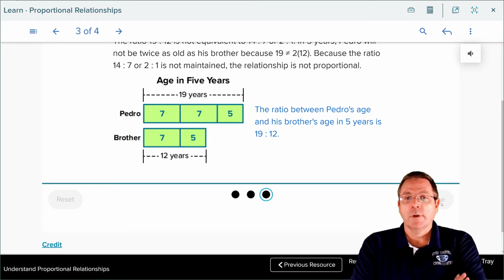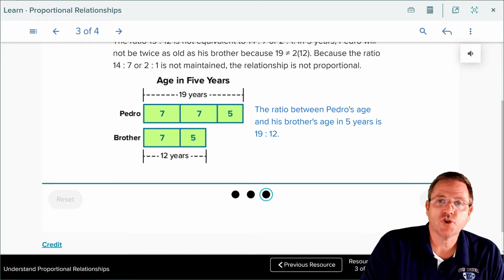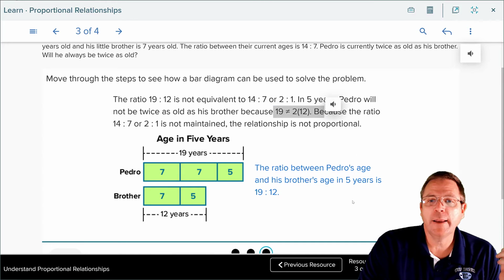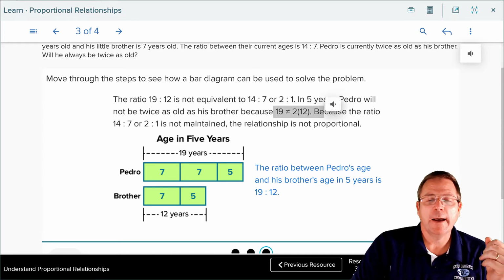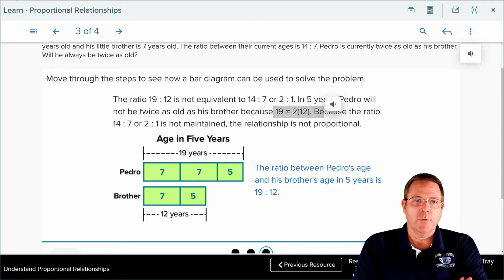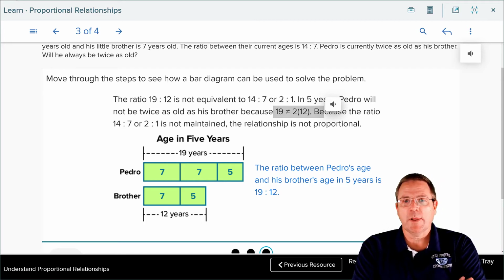Therefore, it is not going to be a proportional relationship. And you can see right here they have that cool not equal symbol. The not equal symbol is something that you may or may not be familiar with. It's just an equal sign with a slash through it.